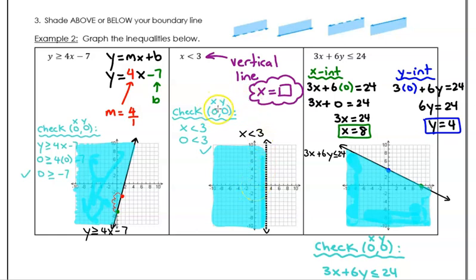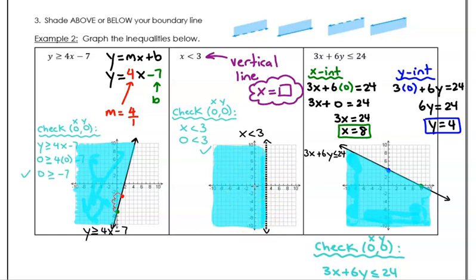And so checking with 0, 0, you take your x of 0, your y of 0, and you sub it into this equation. So notice there is no y. There's only an x. So I'm going to put a 0 in right here. Is 0 less than 3? Yes, it is. And so 0, 0 actually works in this inequality, which means that I'm going to shade the side that 0, 0 is on.